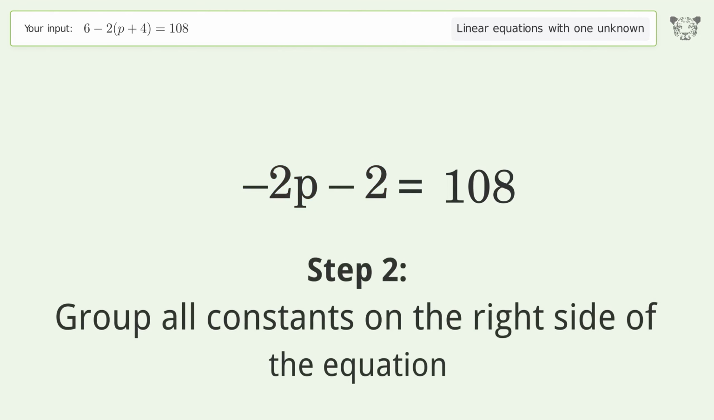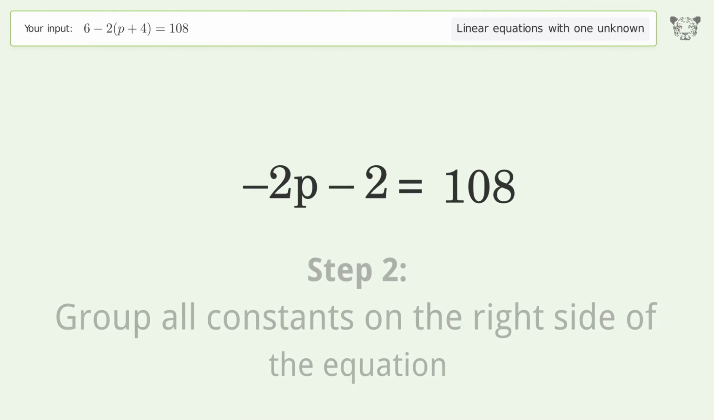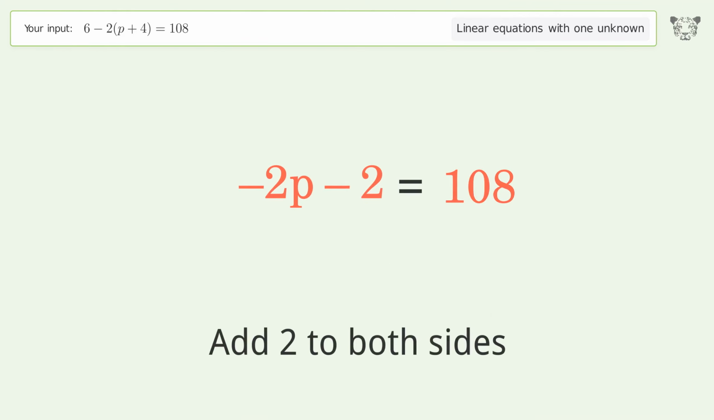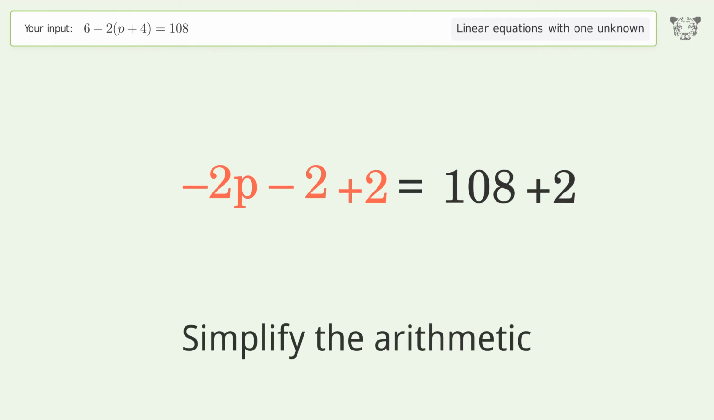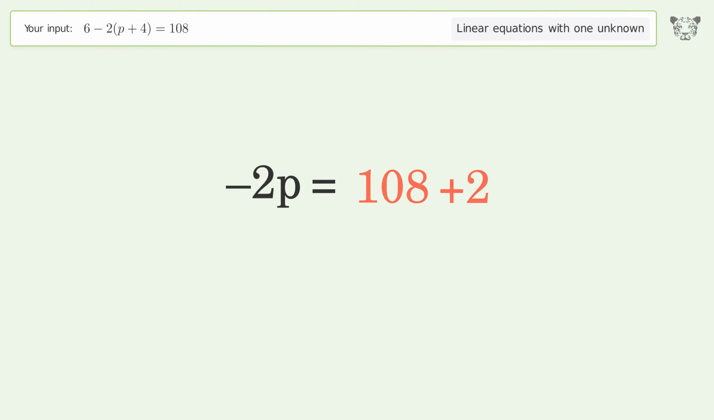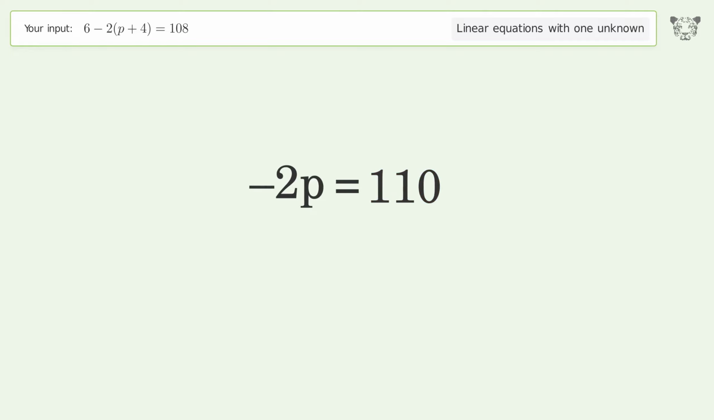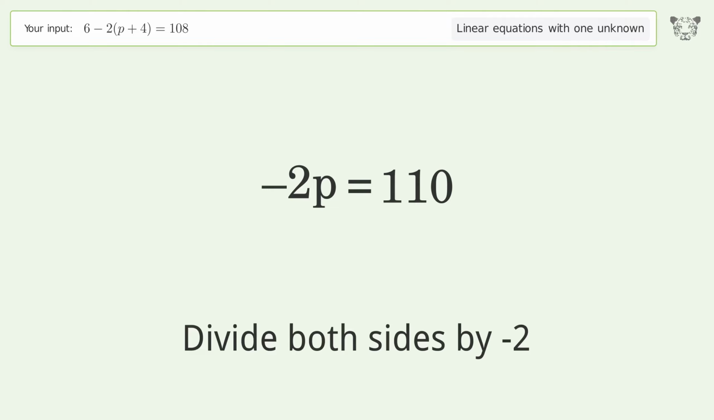Group all constants on the right side of the equation. Add 2 to both sides. Simplify the arithmetic. Isolate the p. Divide both sides by -2.